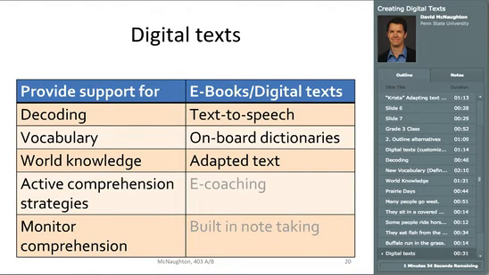So again, some of the nice things that we can do through the creation of ebooks or digital texts is support decoding through the use of a text-to-speech feature. We can help to build a student's vocabulary through the use of onboard dictionaries, and we can help to create a better link between the content that we want the student to read about and their existing world knowledge by adapting the text.